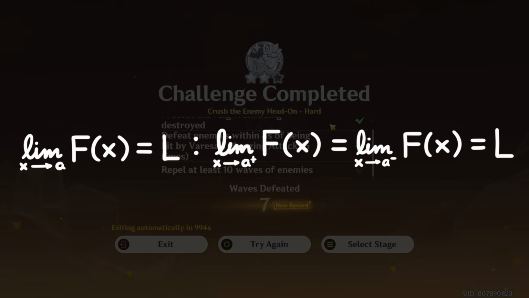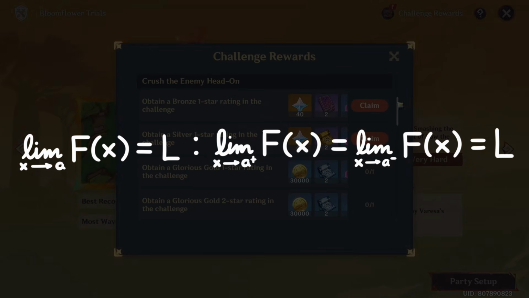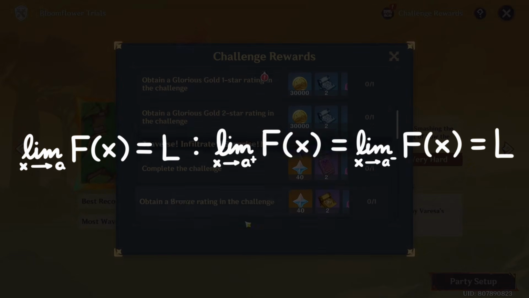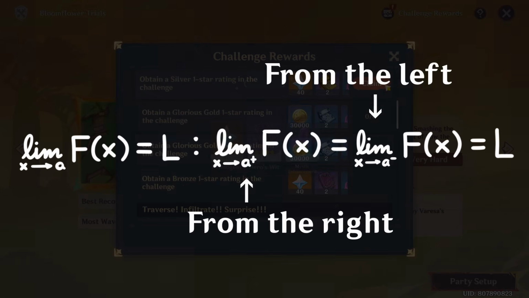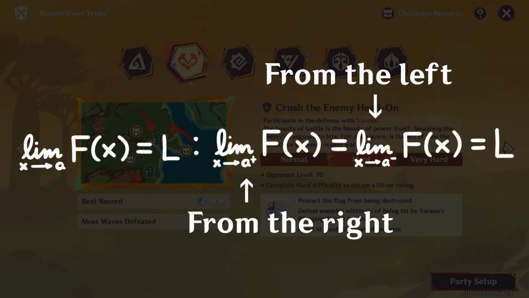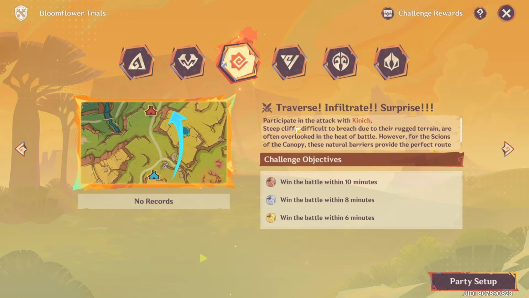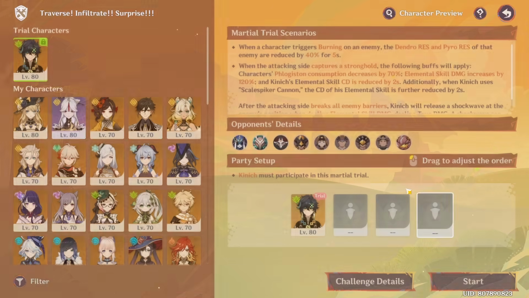To be specific, we say that the limit of f of x as x approaches a is equal to L if and only if the limit of f of x as x approaches a from the right and the left are both equal to L. One last idea before we move on. Limits can actually be used to define if a function is continuous.